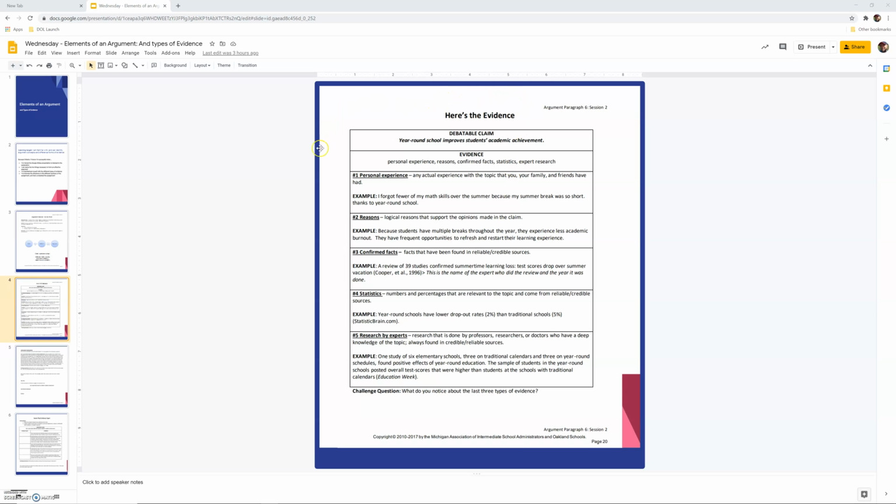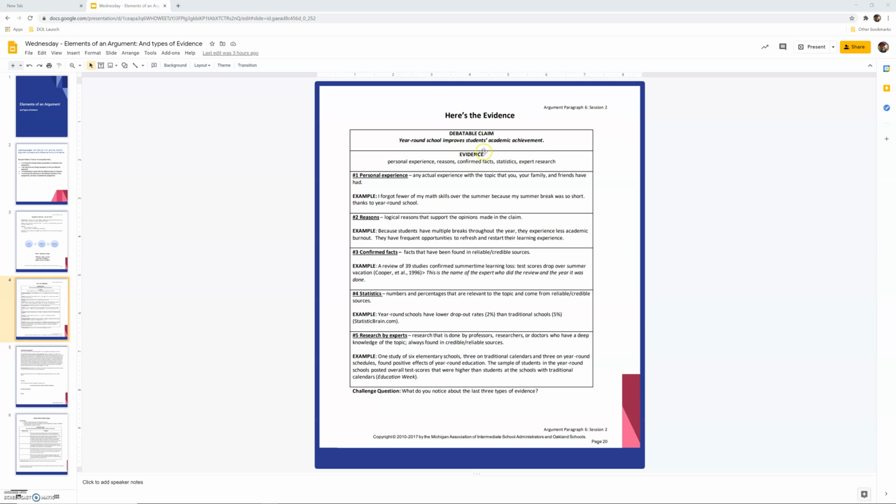So here is a chart to help us understand the different types of evidence, and it's titled, Here's the Evidence. It begins with a debatable claim. We have to have something for our evidence to support. And the debatable claim is that year-round school improves students' academic achievement.